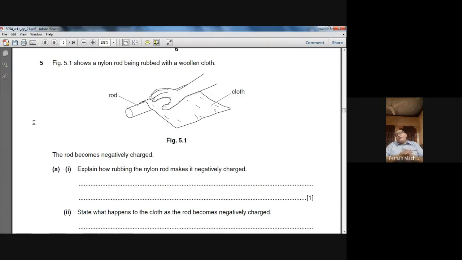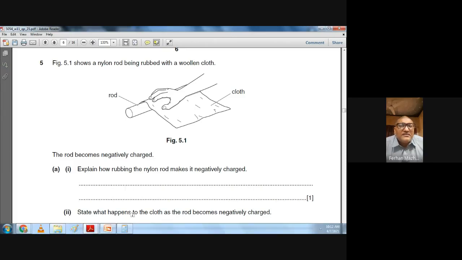You see, when you rubbed the nylon rod with the woolen cloth, due to the friction, the electrons have transferred from the cloth onto the nylon rod. When you rub the nylon rod with the cloth, you see what happened. The electrons have traveled from the woolen cloth onto the nylon rod. This is why the nylon rod has become negative. So it's a 1 mark question. Let me read my answer.